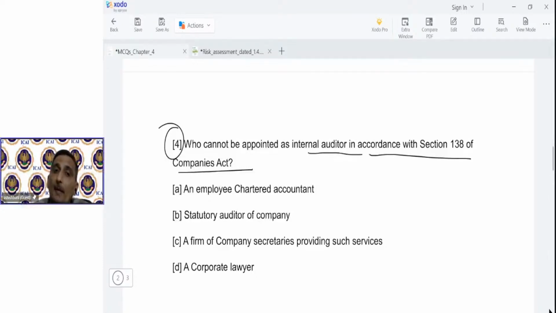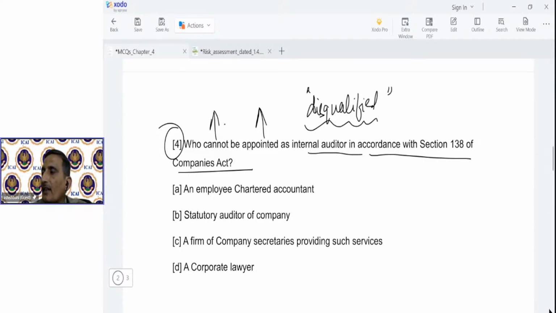Now the question is who cannot be. It means who is disqualified to act as an internal auditor in accordance with section 138. An employee chartered accountant. Read these three words carefully: an employee chartered accountant. A chartered accountant can be internal auditor, we had studied as per section 138. He can be an employee, we had learned this also. So he can be appointed.